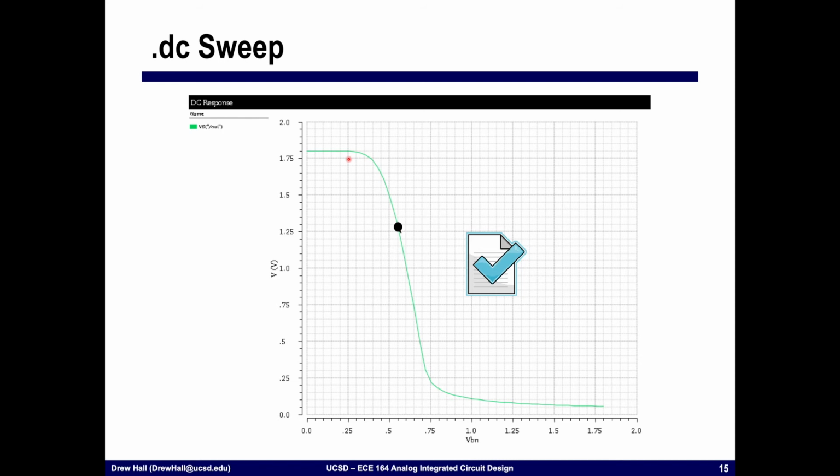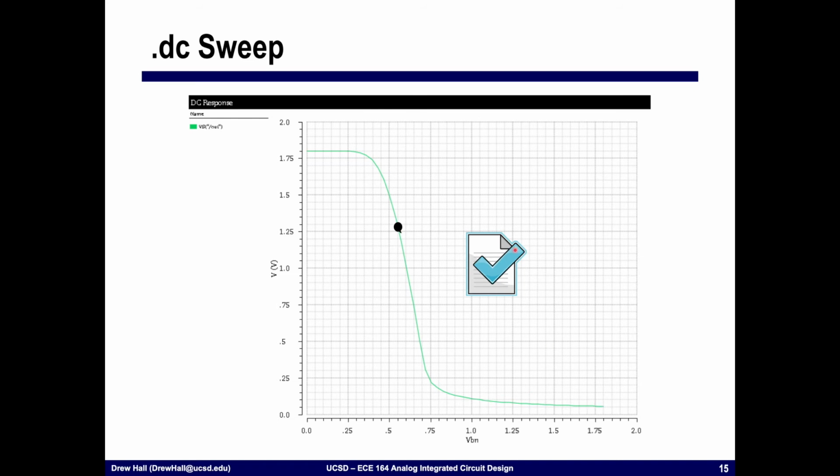We can see that the device here is in cutoff, transitions into active. This is where I'd like to bias the device. And then down here, it's coming out of active or saturation, and we're entering triode. So this is exactly what we'd expect. It matches our hand analysis.